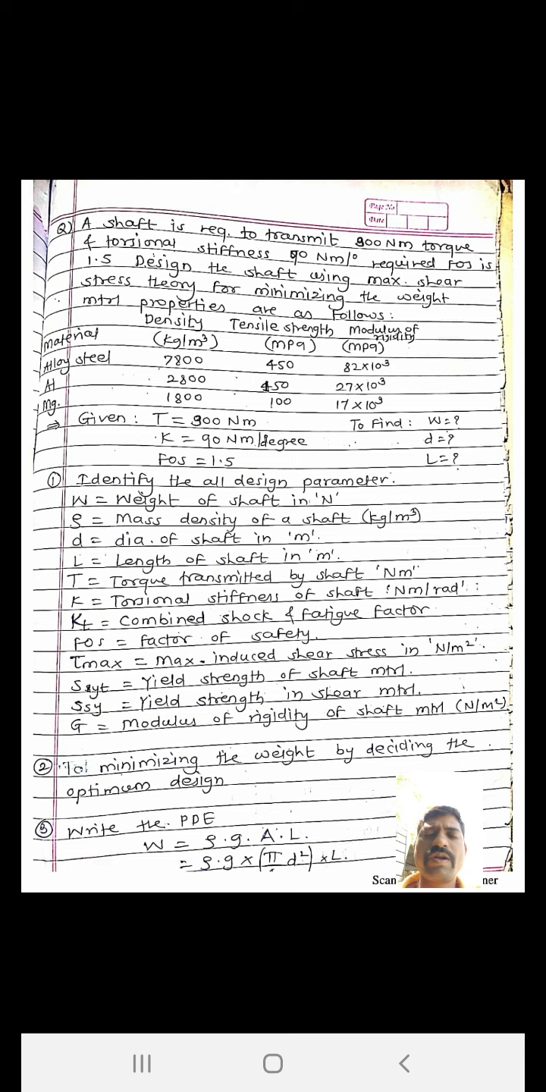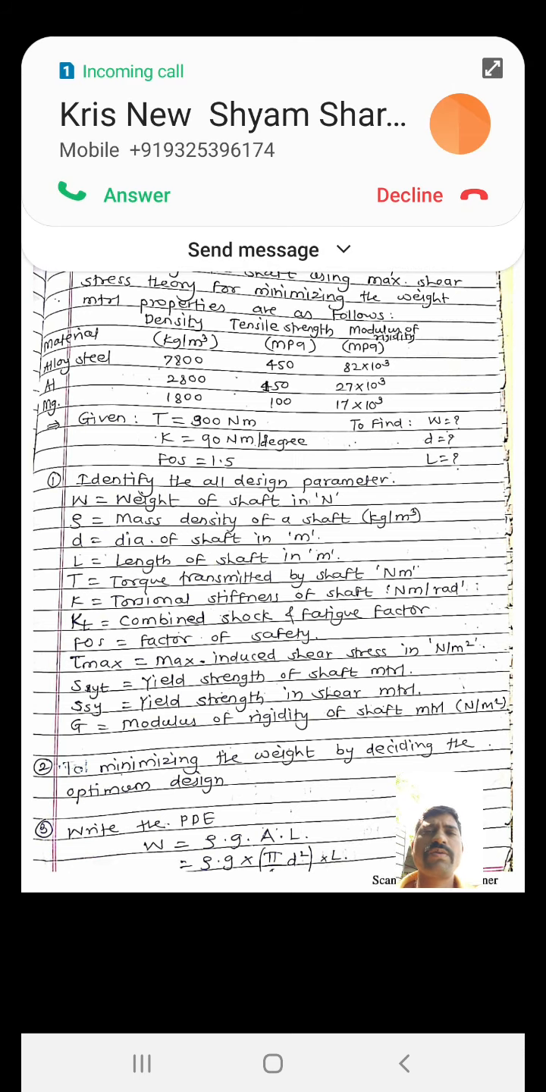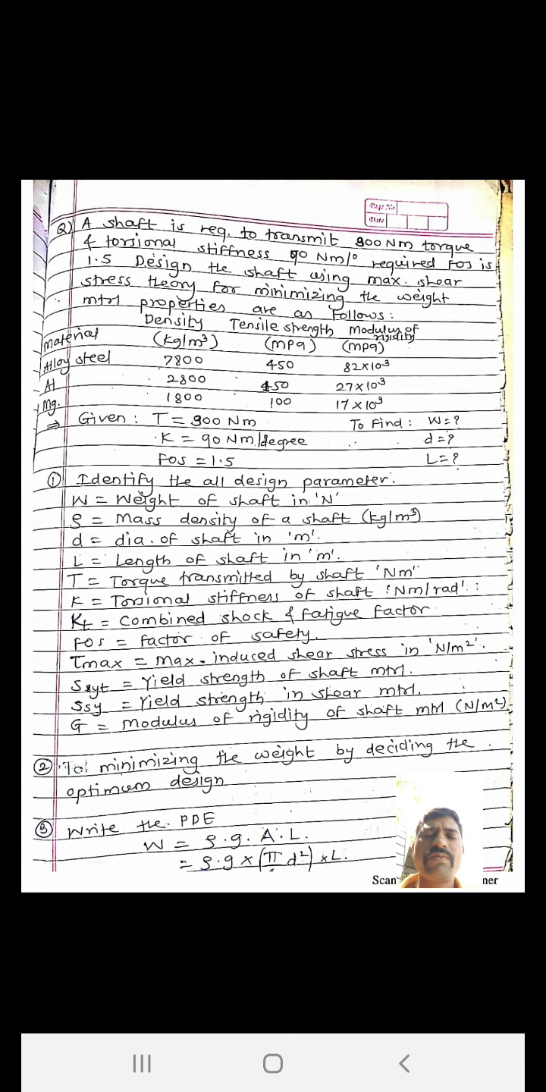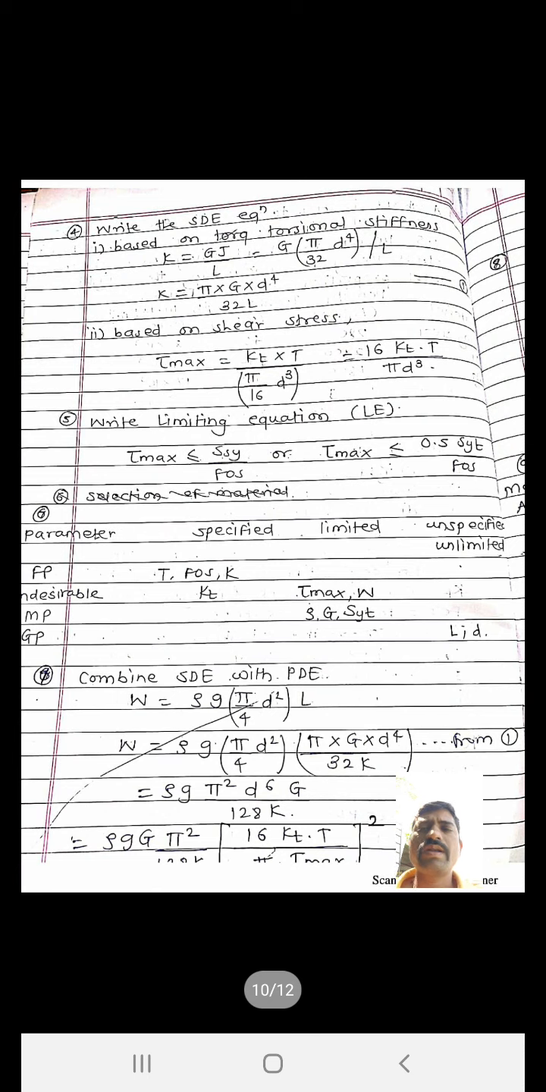Second step, to minimize. What is our aim? To minimize the weight by deciding the optimum design. Okay, write the PDE, the primary design equation. W is equal to rho g into A into L. Area is pi by 4 into D square. Then next step, write the SDE, the secondary design equation, based on the torsional stiffness.